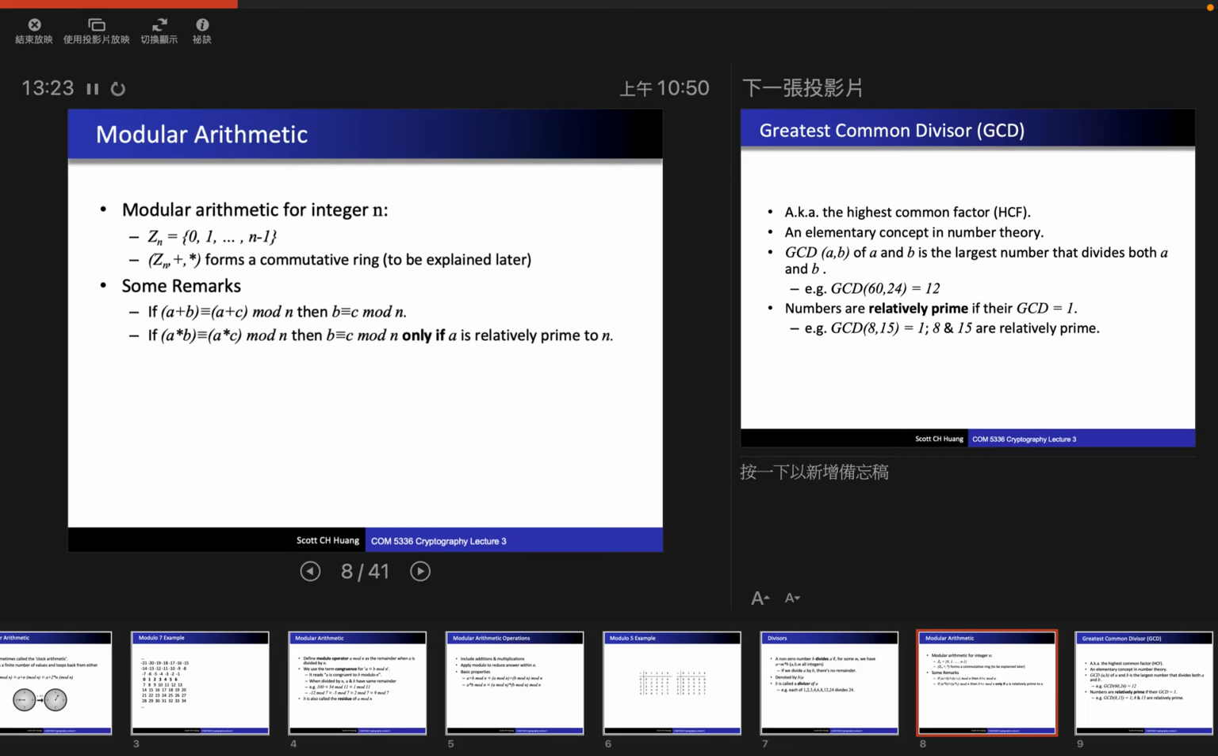For example, we can have this cancellation law. This is: if A plus B is congruent to A plus C mod n, then we can almost cancel the A. It follows very similar rules to ordinary arithmetic. So, A plus B is congruent to A plus C mod n.